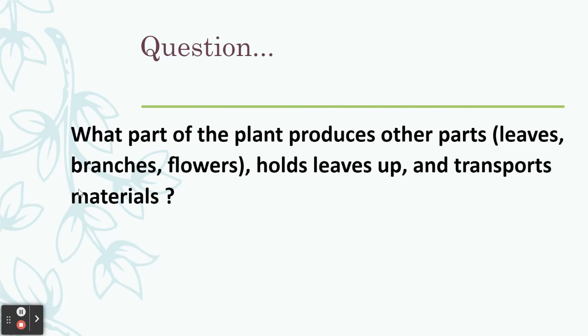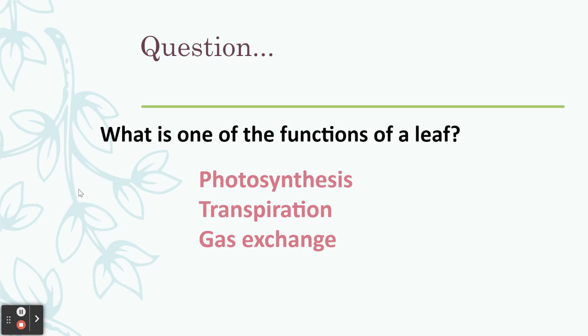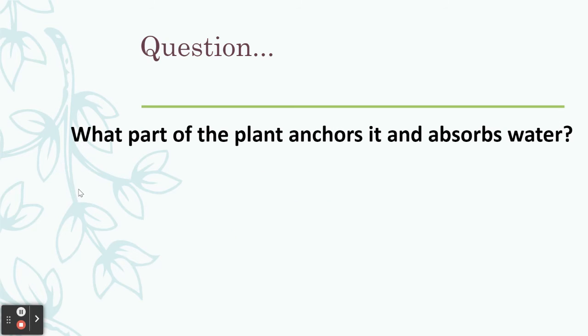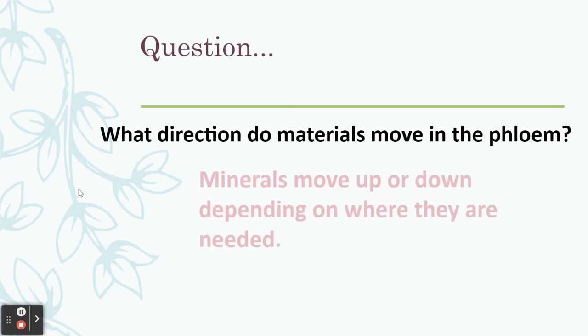So which part of the plant produces other parts like leaves, branches, and flowers, holds the leaves up, and transports material? That's the stem. What is one function of the leaf? Select all that are true. Photosynthesis, transpiration, and gas exchange are 3 functions of the leaf. Which part of the plant anchors it to the ground and absorbs water? That's the roots. All right, which direction do materials move in the phloem? So remember, that's nutrients in the phloem. What direction do they move? That's either up or down, depending on where they are needed.